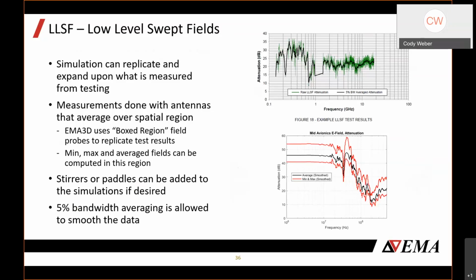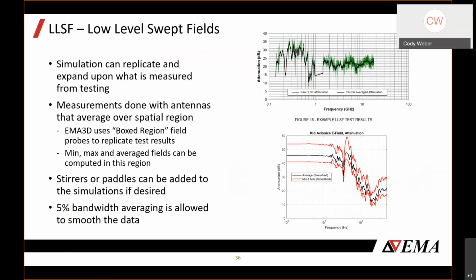Another key point is that there is a 5% bandwidth averaging that is typically done for the test results. You can see on the top plot that the raw result for LLSF attenuation has a lot of fuzz and spikes associated with it. When you do the 5% bandwidth averaging, it smooths it out. In the terms we have here with our simulation results, we use the term smooth, but that means the 5% bandwidth averaging.